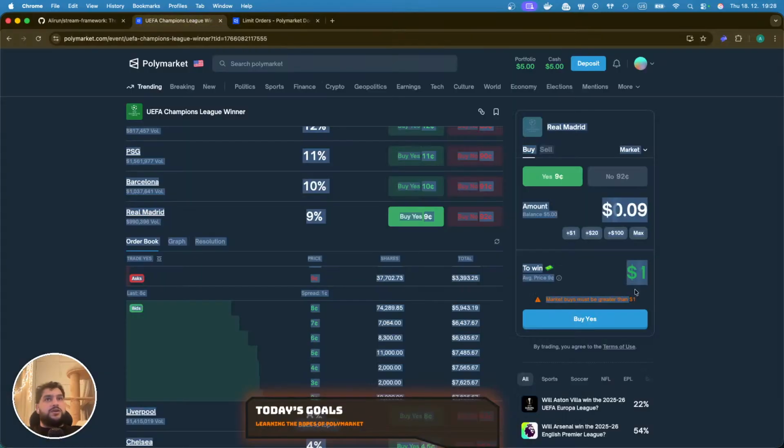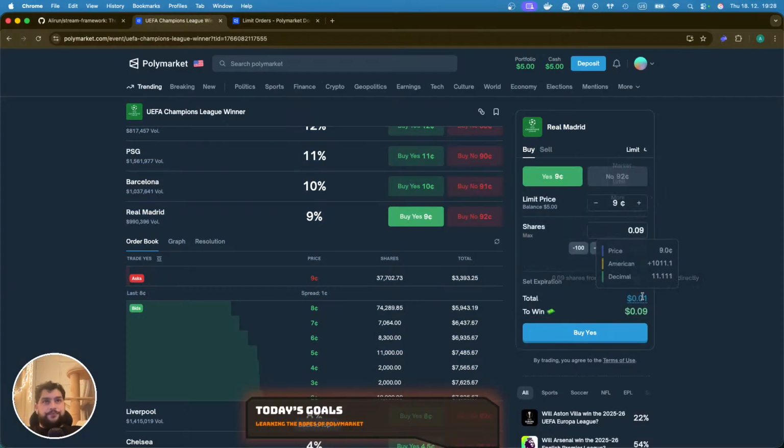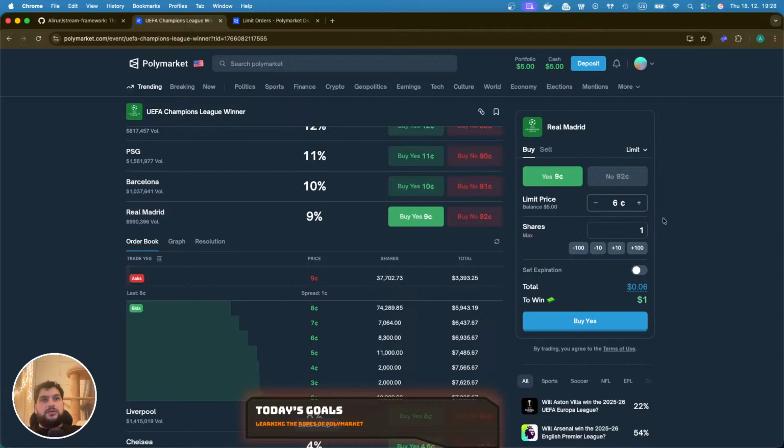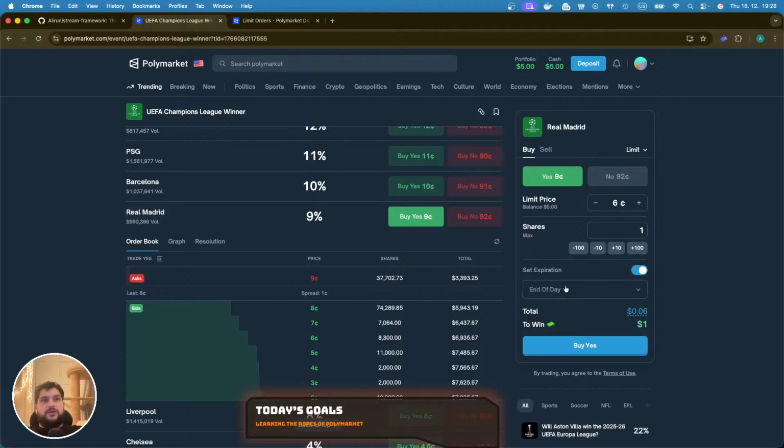Let's see what's with the limit order. So can we place that? We just buy 1 share for 9 cents. Oh wait, we don't want to buy for 9, right? Otherwise we will just get matched immediately. Let's try and get it for 6 cents. And we can set the expiration for the order. Yeah, let's put it at end of the day.